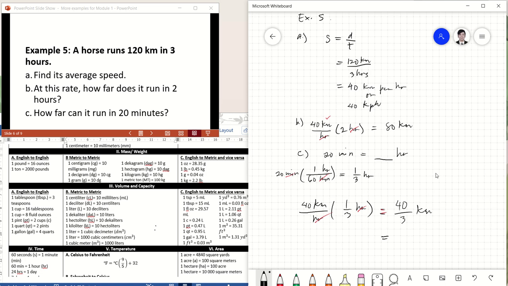So 40 divided by 3. Okay, don't forget you just have to do this. 40 divided by 3, that's 1. 1 times 3 is 3. Subtract, bring down 0. Then 10 divided by 3 is 3. 3 times 3, 9. Subtract. You'll get 1. So in other words, that would just be 13 and 1/3. 13 is from here, 1 is from here, remainder, 3 is the divisor. So 13 and 1/3 kilometers.